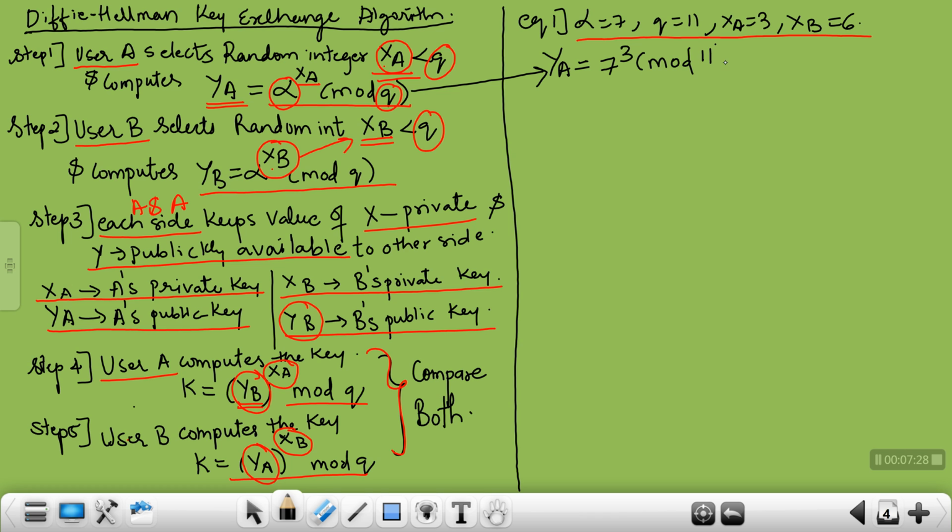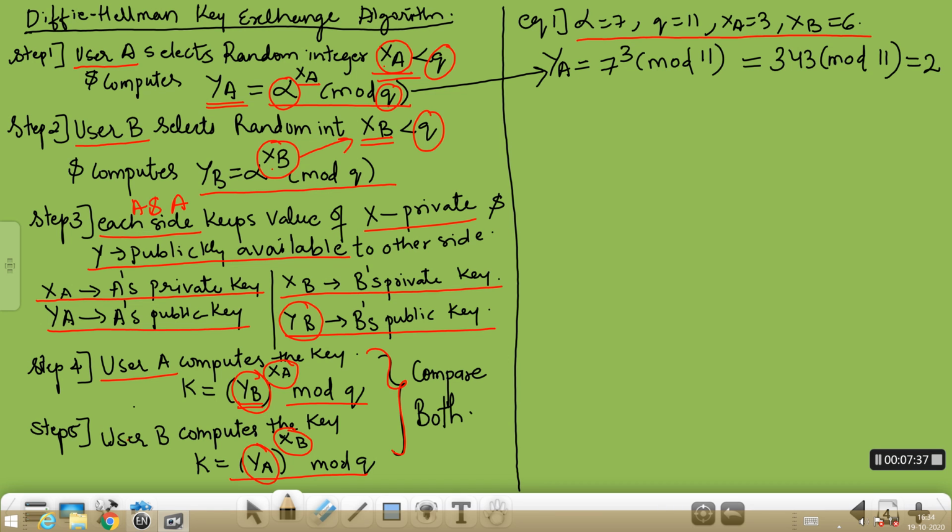Q is 11. So we need to find out what is 7 raised to 3 mod of 11. When we solve this equation, 7 raised to 3 is 343, and 343 mod of 11 gives the answer 2. So we have calculated the public key of A.